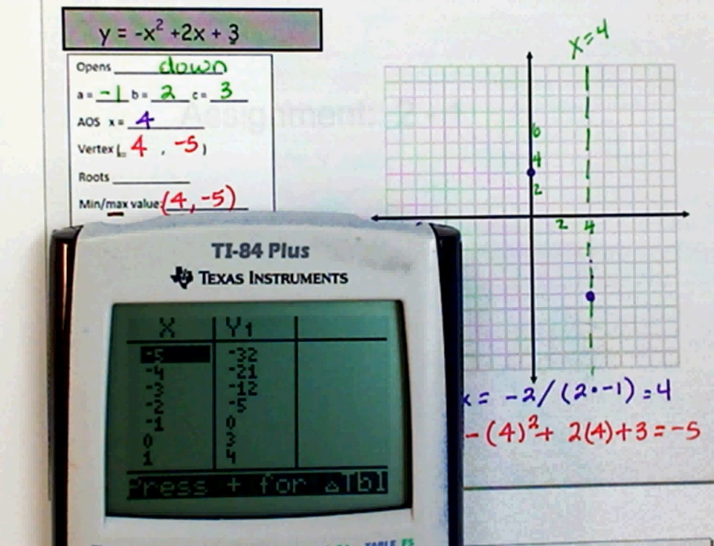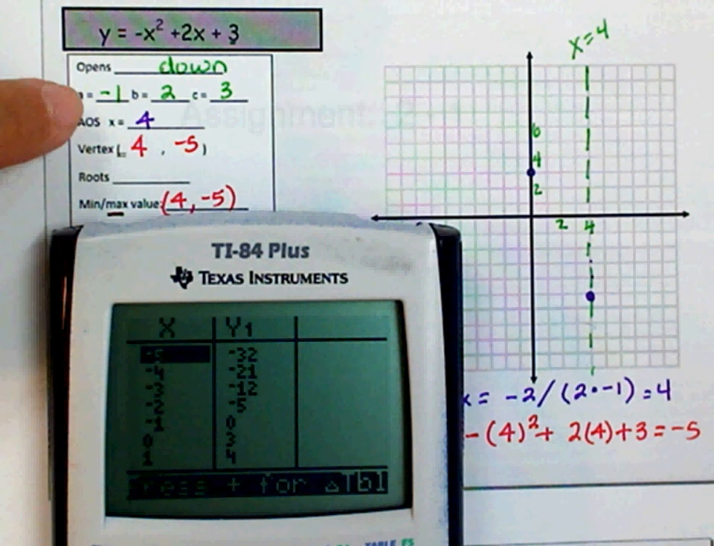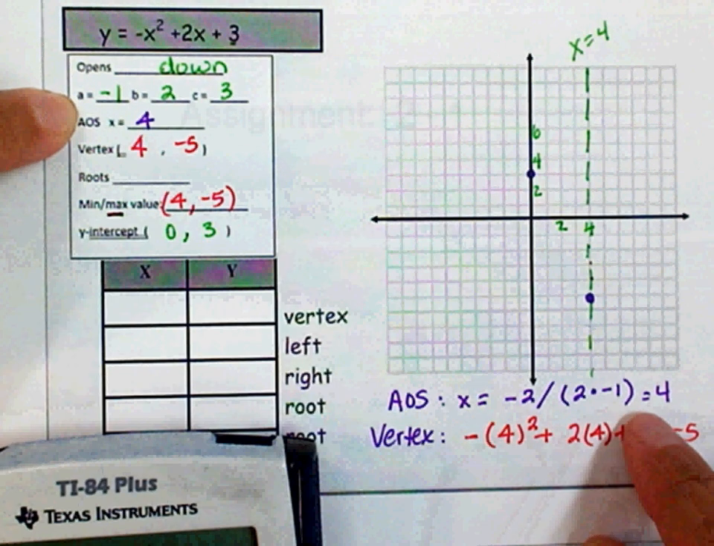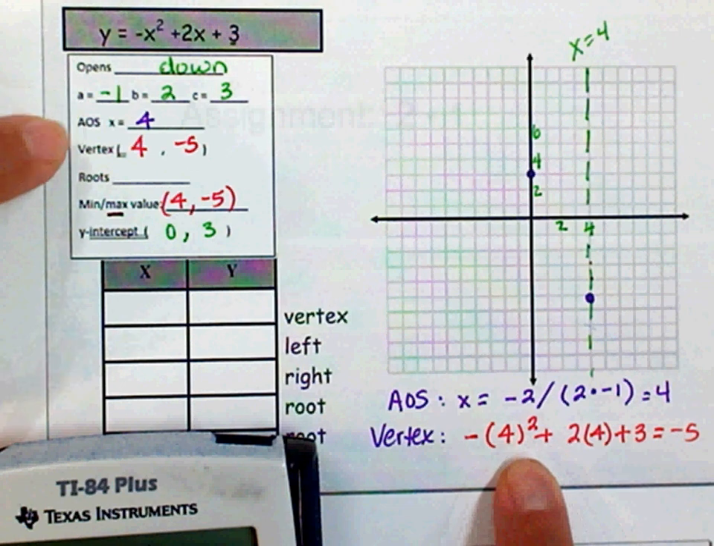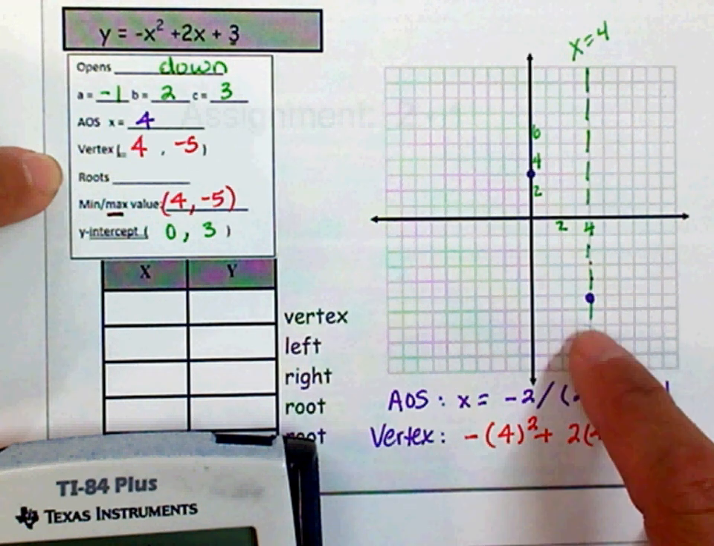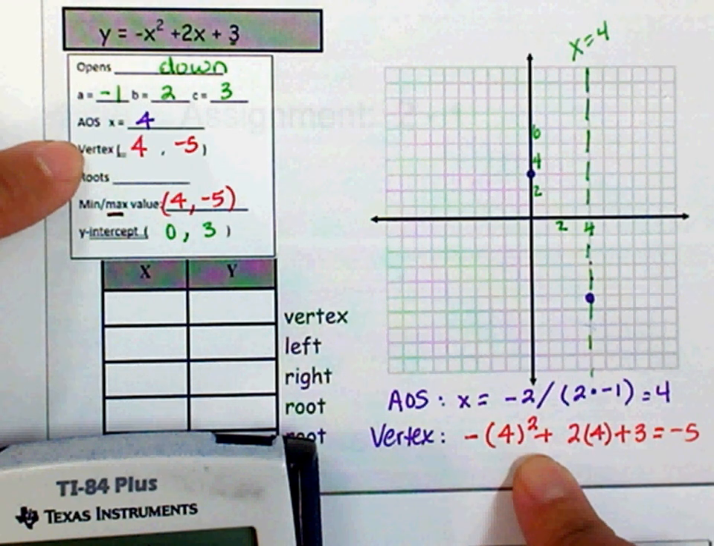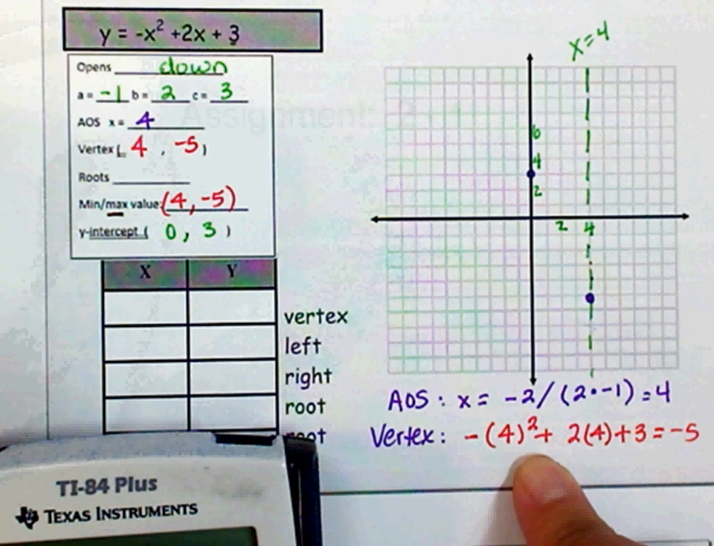Okay, so what did we do? We found our A, B, and C. You found your axis of symmetry right here, and then we plugged that in to get our vertex. We're in the process of graphing, and the roots will come later after we graph it. We got our minimum and maximum, it's always the vertex. This one tells you you're going to open down.